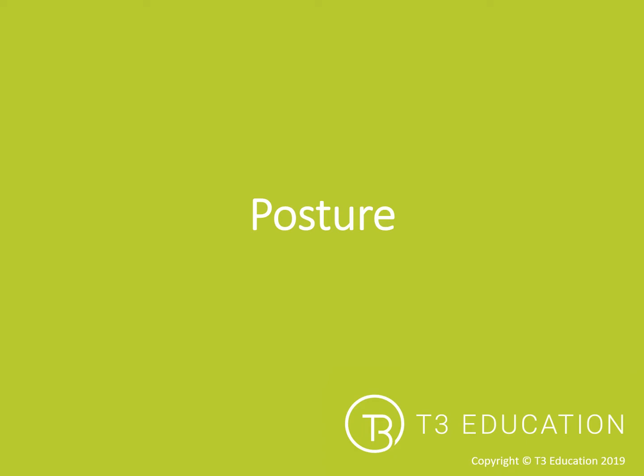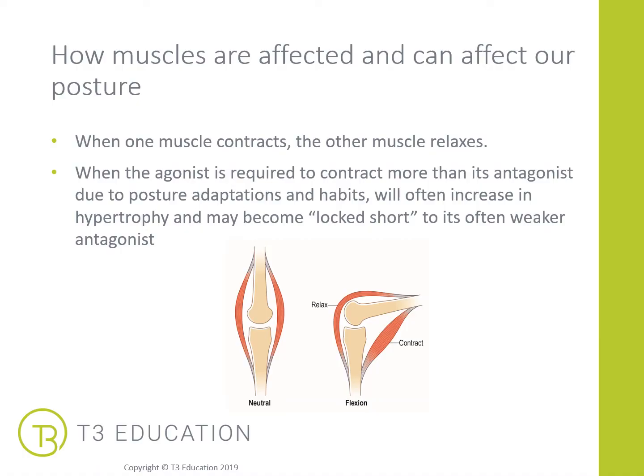Next up is objective. But before we talk about objective assessment, we need to understand a little bit more about posture, about what you're looking at, so that you can interpret what you see into what might be going on. Firstly, let's talk about muscles and how they work together. And I like this little illustration as it's really, really simple.